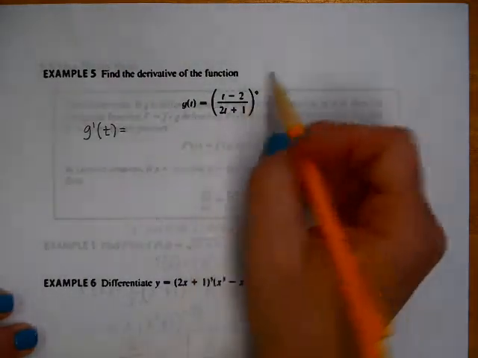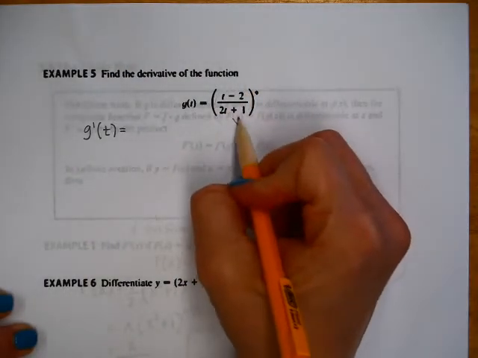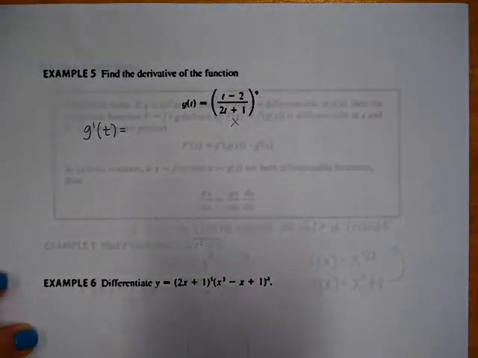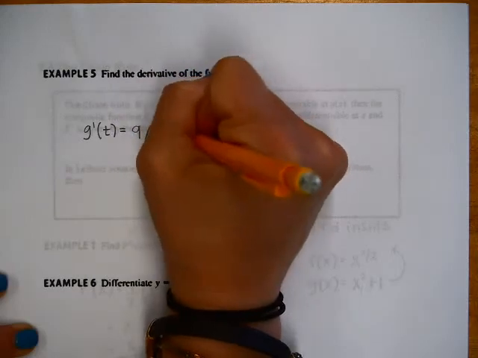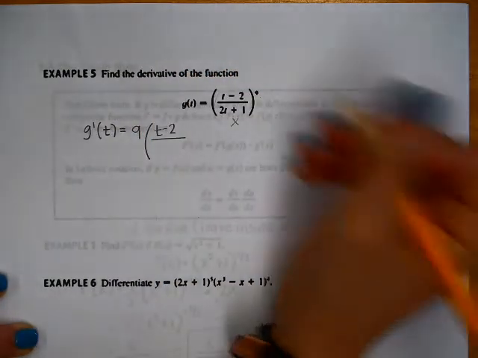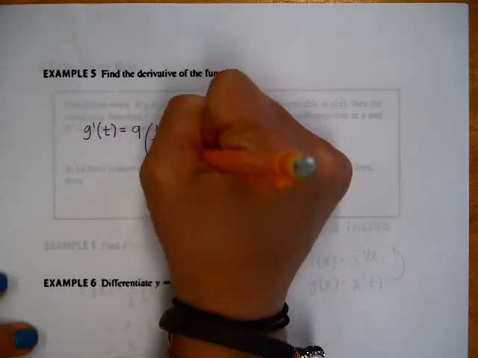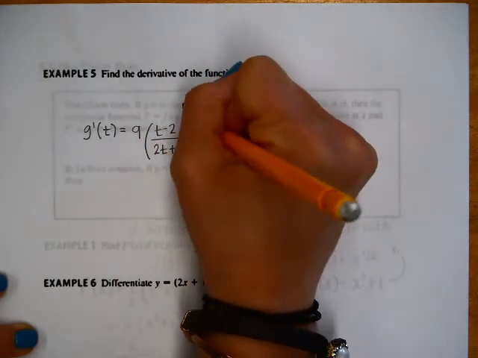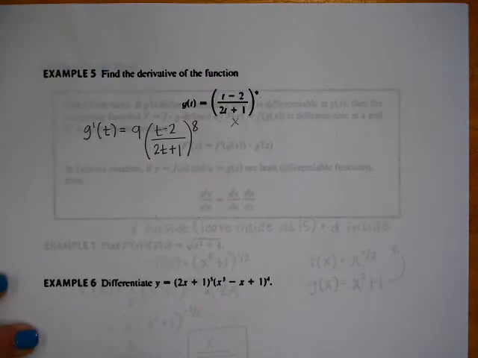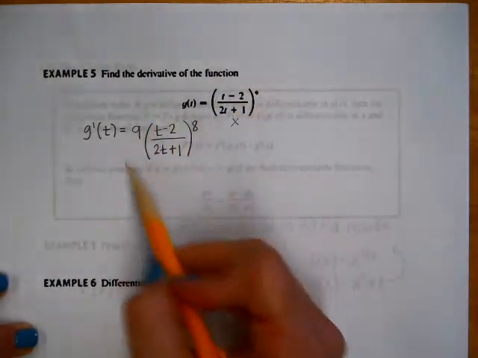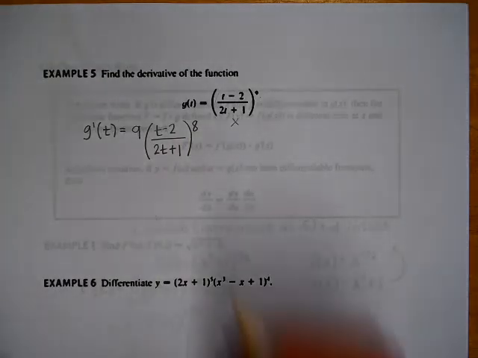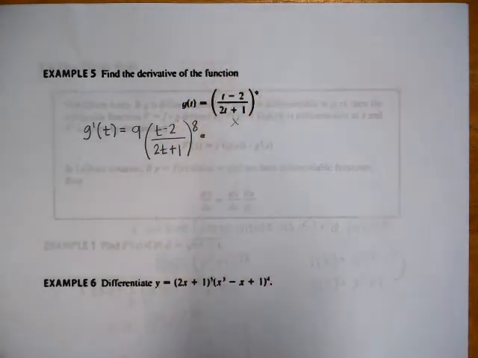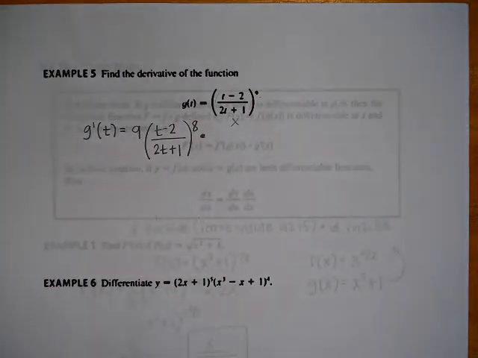And so again, all of this is your inside, and so x to the ninth power is your outside. So that would be 9. Leave all of your inside the same, which would be t minus 2 over 2t plus 1, all to the 8th power. That's just the derivative of the outside, leaving the inside the same, okay? Times the derivative of the inside.